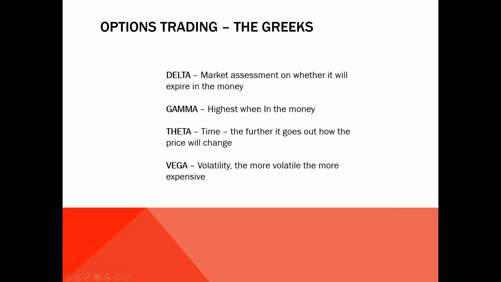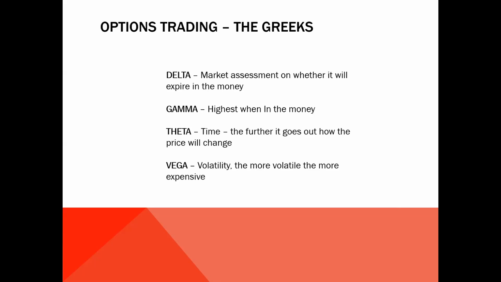Gamma is another Greek. The value in gamma increases as you get closer to in the money. So when you guys go out and start looking at options contracts, you see gamma, the higher it is, the closer you are to being in the money. Okay. Theta. Think of time when you think of theta. The further it goes out, is how the price will change for that particular options contract, okay? And Vega, the volatility. When you think of Vega, think of volatility.